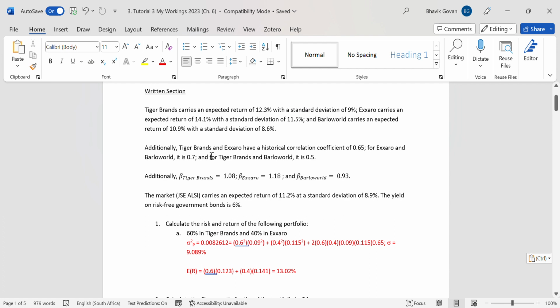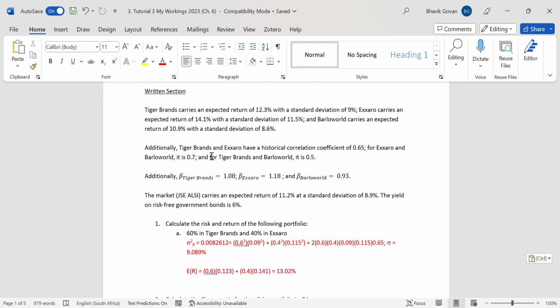Additionally, Tiger Brands and Exaro have a historical correlation coefficient of 0.65. Exaro and Barloworld, it is 0.7, and for Tiger Brands and Barloworld, it's 0.5.